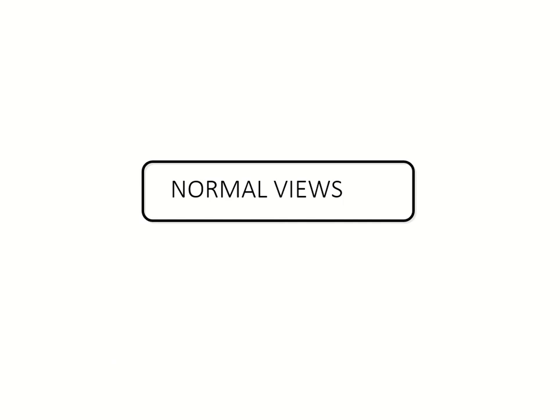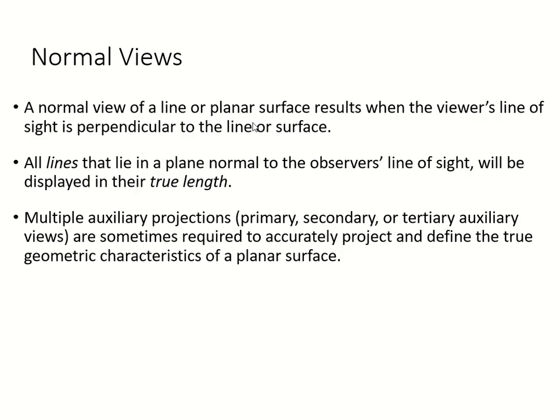Alright, the very first thing that we gotta get into in this chapter, auxiliary views, is normal views. So let's take a look at what normal views are. We take normal views when your line of sight is perpendicular to the line or a surface. So it looks like this. If this was your line of sight and it is perpendicular to a surface or a line, right? So this perpendicularity is very important.